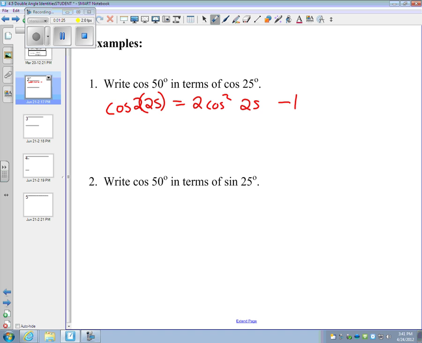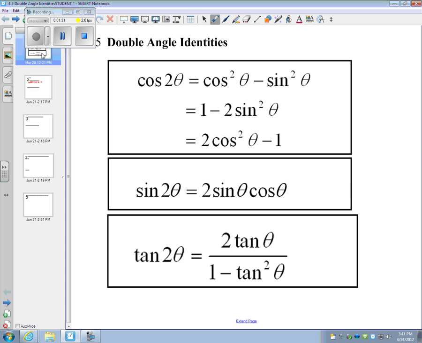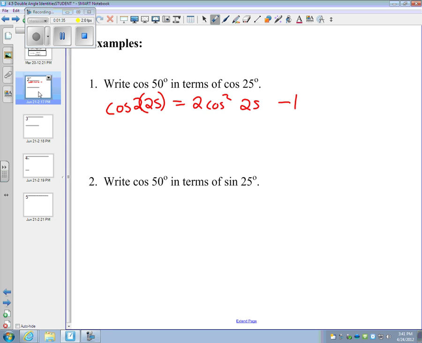Now we want to write cos 50 in terms of only sine. So looking back to those identities, cos of something in terms of only sine, we're going to use this one right here. So we're going to rewrite it as cos 2 times 25, because that's 50, is equal to 1 minus 2 sine squared 25. So just manipulating those.